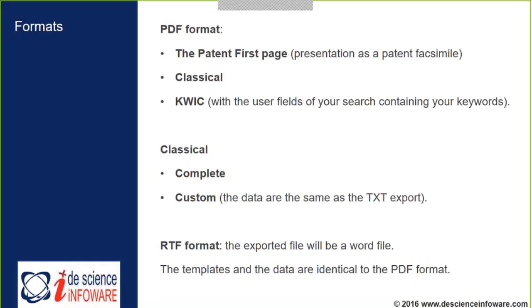KWIC is the representation of the entire patent family, and it can be downloaded for future reference itself. Other than that, we have a classical format, the second format. The classical format can be customized based on your input. Your user can customize whether they want classification, legal status, inventor name, assignee name, citation, backward citation, or forward citation.